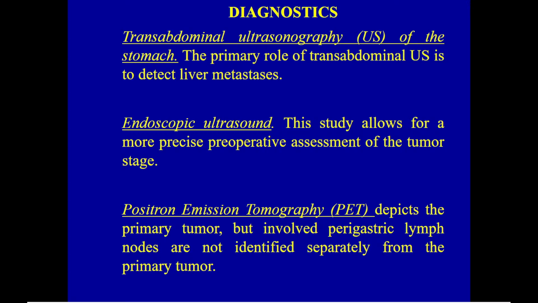Transabdominal ultrasonography of the stomach. The primary role of transabdominal ultrasound is to detect liver metastasis. Endoscopic ultrasound is used for a more precise preoperative assessment of the tumor stage. Positron emission tomography, PET, depicts the primary tumor, but involved perigastric lymph nodes are not identified separately from the primary tumor.